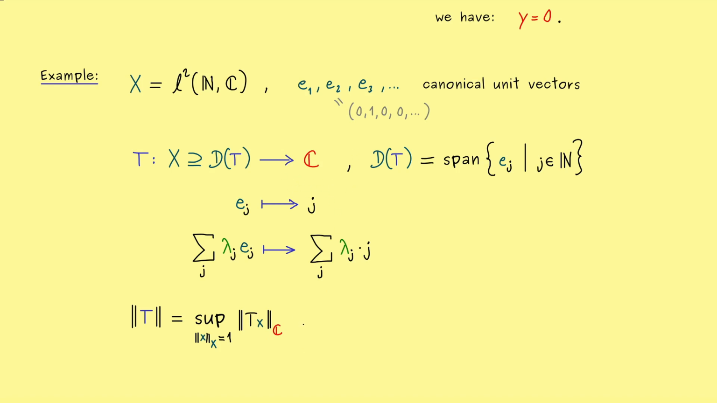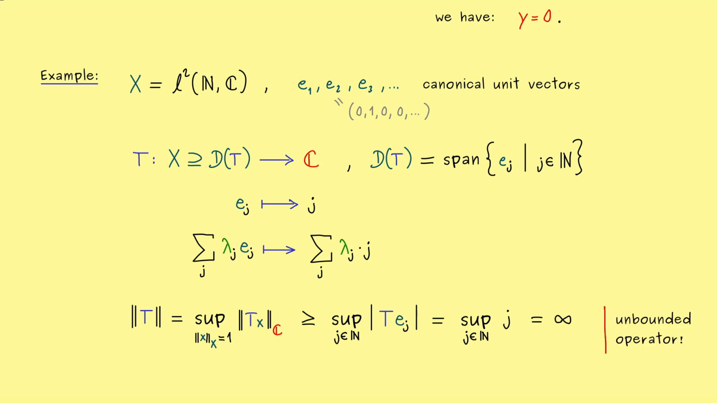And now let's say, instead of every vector x, we just put in the canonical unit vectors. Then the whole supremum cannot get bigger. Then everything is much simpler, we just have to calculate the absolute value of T e_j. But by the definition of the operator T, we already know this is just the number j. And at this point we already see the supremum over j is not finite. Therefore, the operator norm of T can also not be finite. So the first conclusion here is we have an unbounded operator.